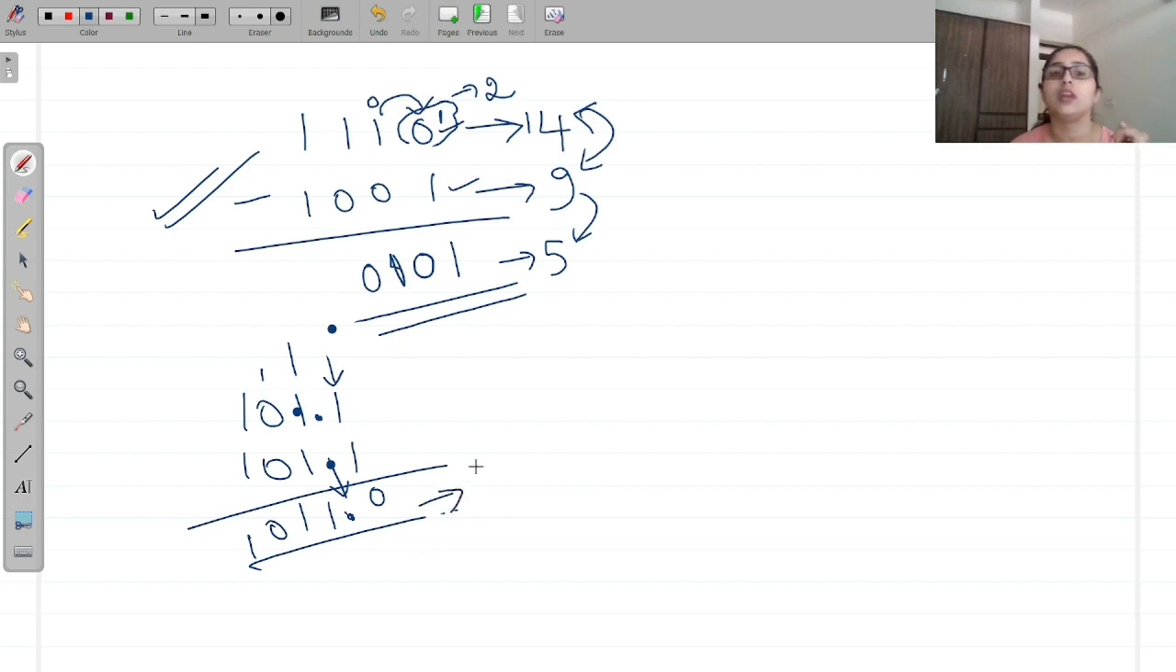So 1 0 1 1. This is 11. So this is 5.5, this is 5.5. So if you are adding 5.5 with 5.5, you are going to get 11. So this is the right answer.